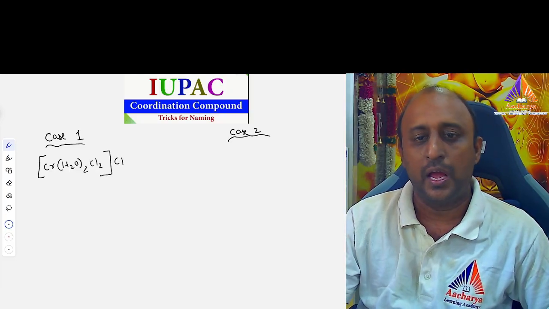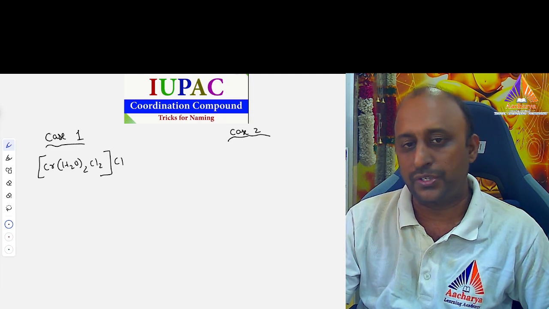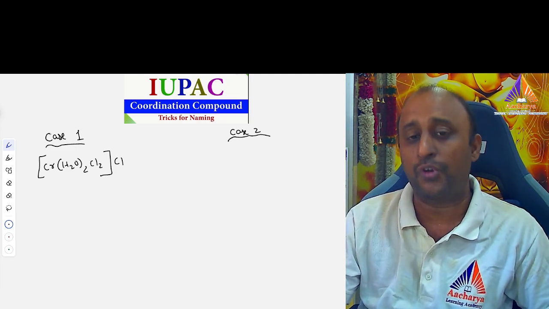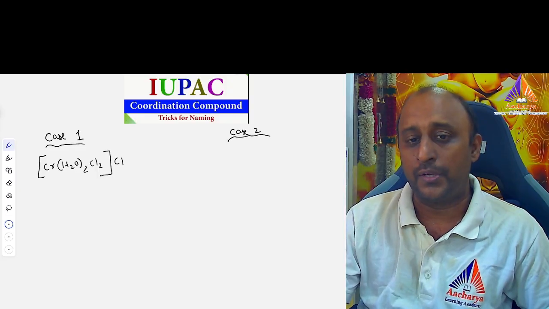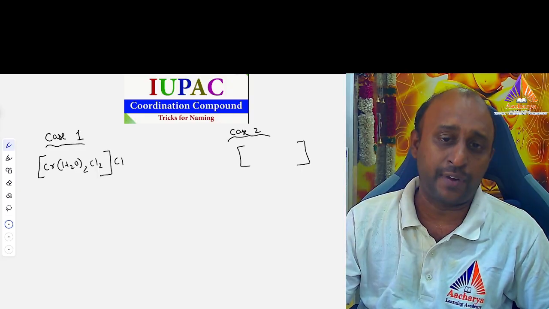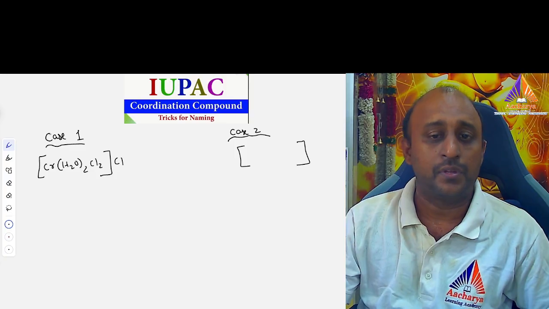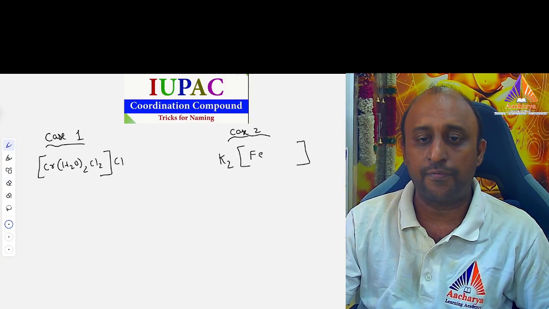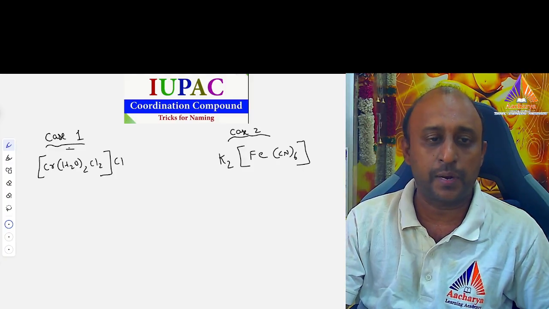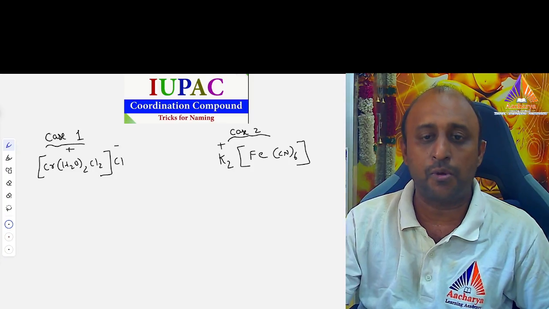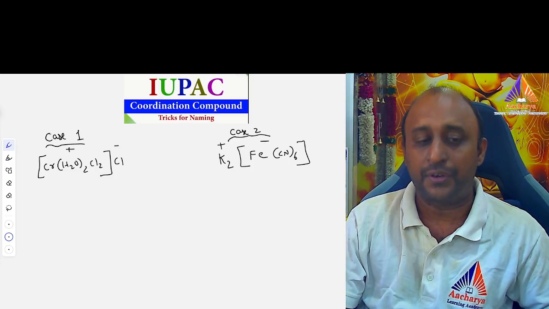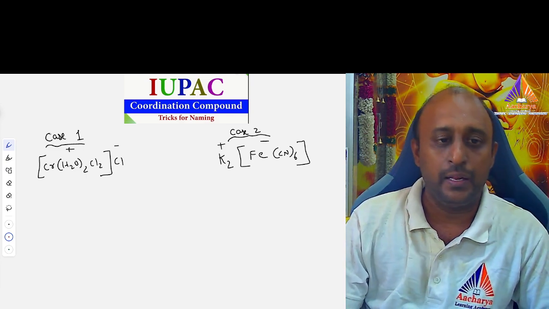In case 2, the simple compound and the complex compound are reversed. On the left-hand side, I take the simple compound K2, and here I take [Fe(CN)6]. So this is the major difference: in case 1 the complex is plus and the simple compound is minus, while in case 2 the simple compound is plus and the complex is minus. So now I'm going to tell you the trick for how to name them.